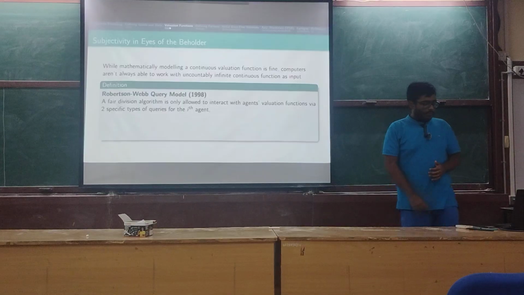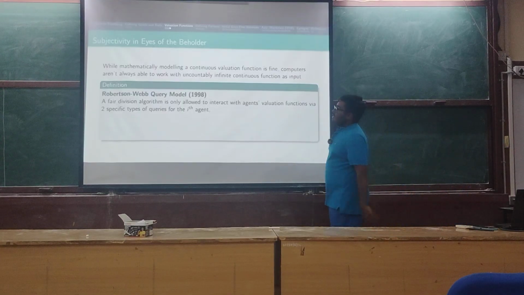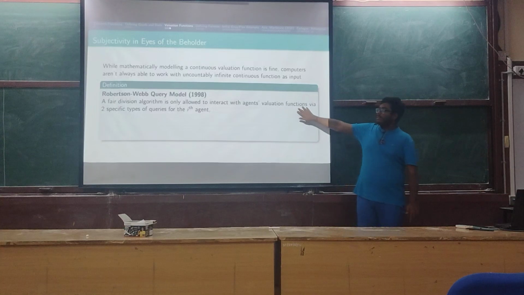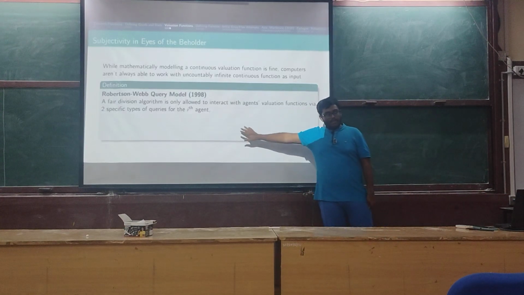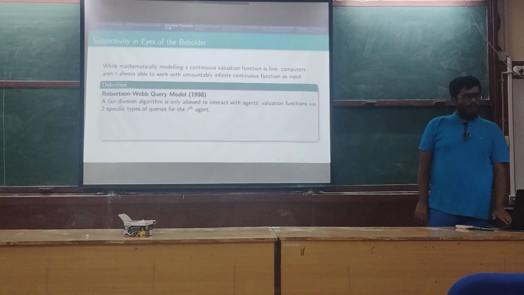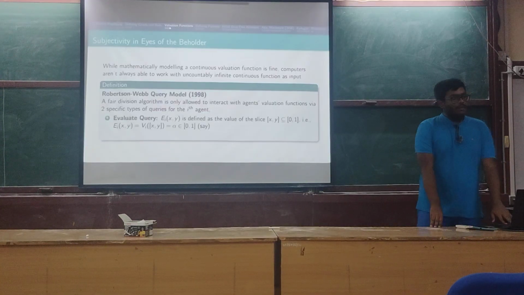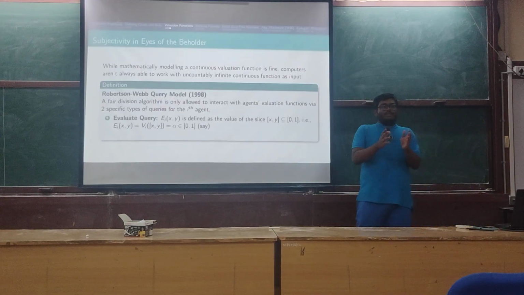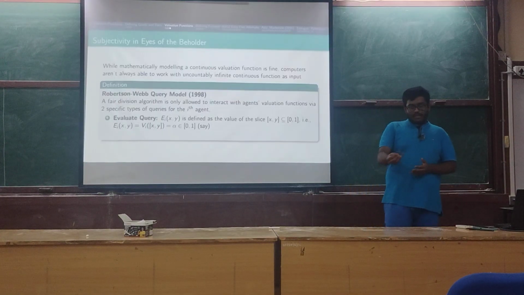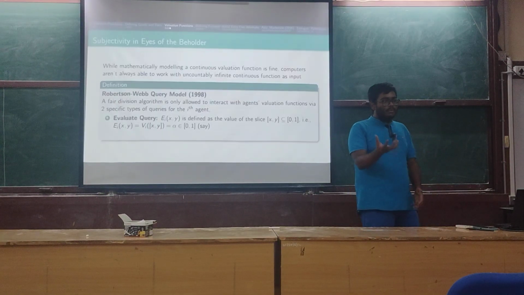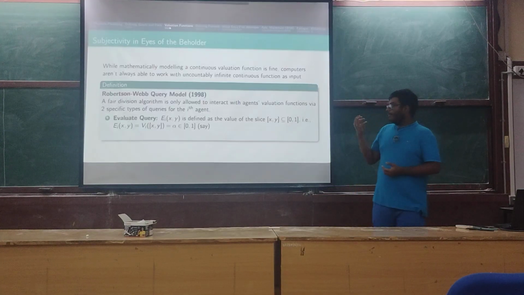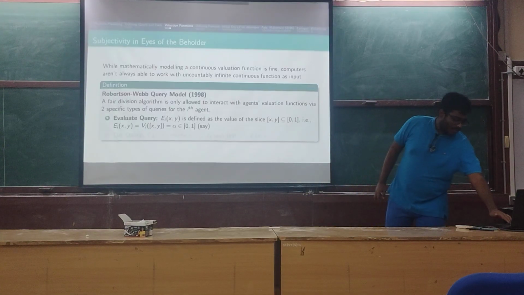Alright, so as I have also written, a fair division algorithm is only allowed to interact with the agent's valuation functions via 2 specific types of query for the ith agent. One of which is the evaluation. So I take any subset or any interval from 0 to 1, and I can ask the agent, okay, how much do you value this particular subset, right? And then the other idea is of cutting.